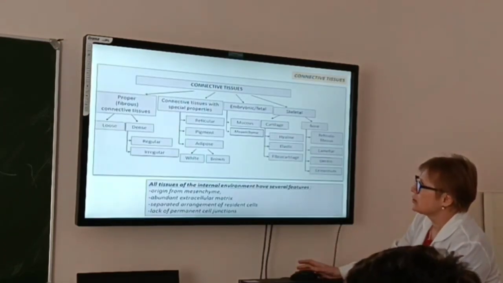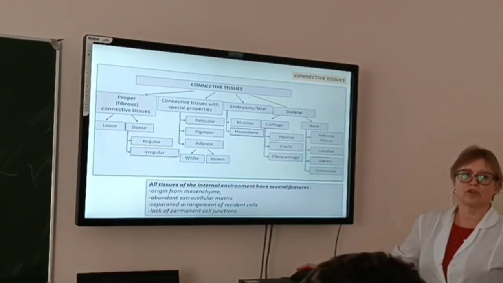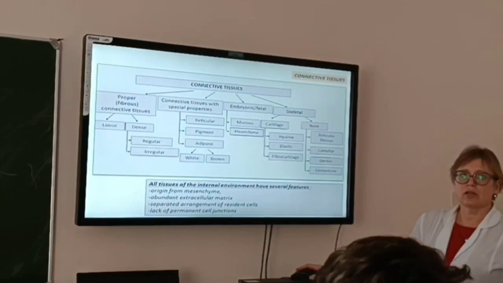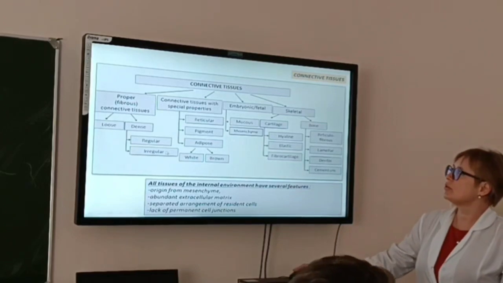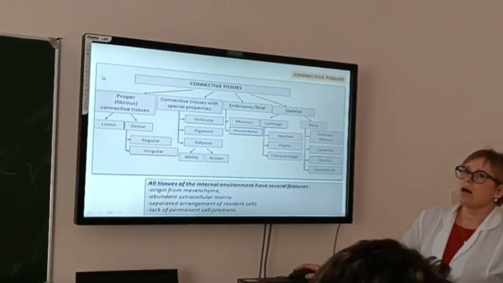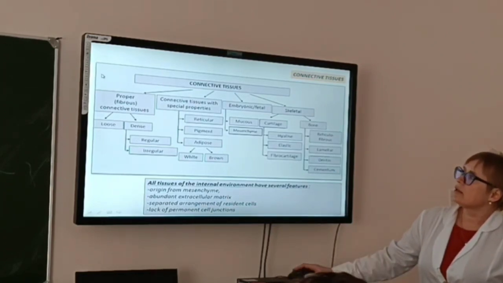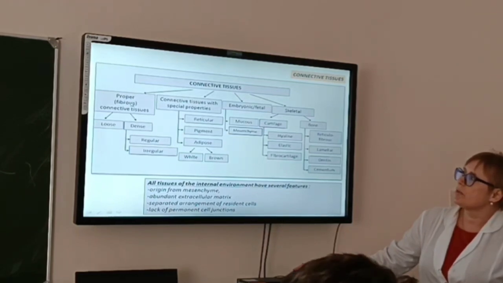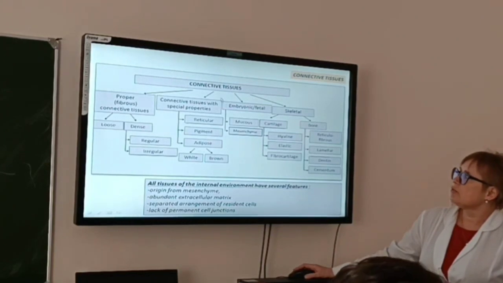We considered the structure of blood as a type of tissue of internal environment. Our task for the next 3 classes and today's also, we should consider other types of connective tissue. So, excluding blood, we subdivide connective tissue into the proper, with special properties, embryonic, fetal, and skeletal. Today, we should consider all these.